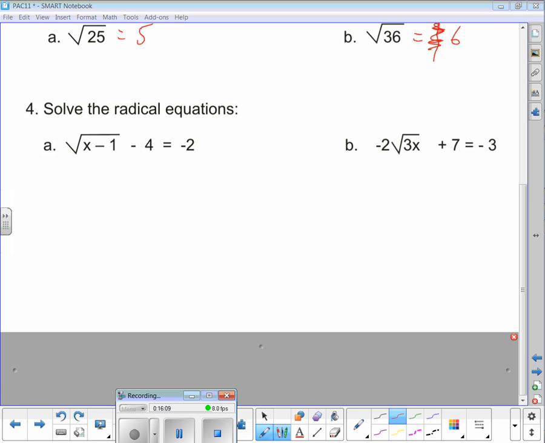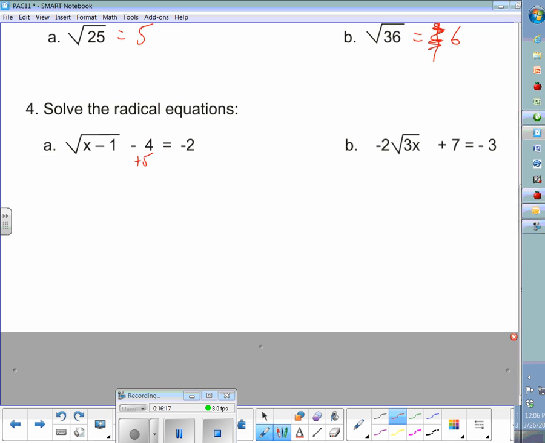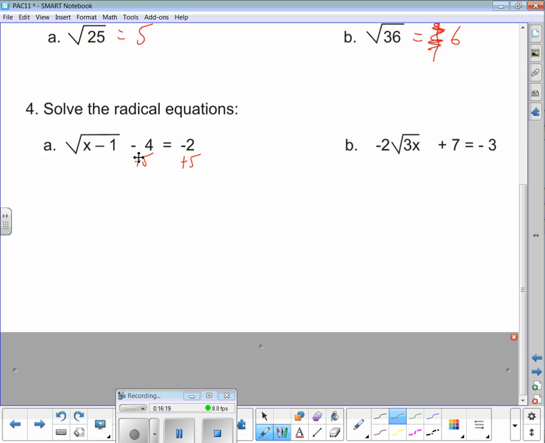Let's see if you're right. So hopefully you said to yourself, self, I need to isolate the radical. That's what you're after, right? Move things added to the radical by adding their opposite to both sides.